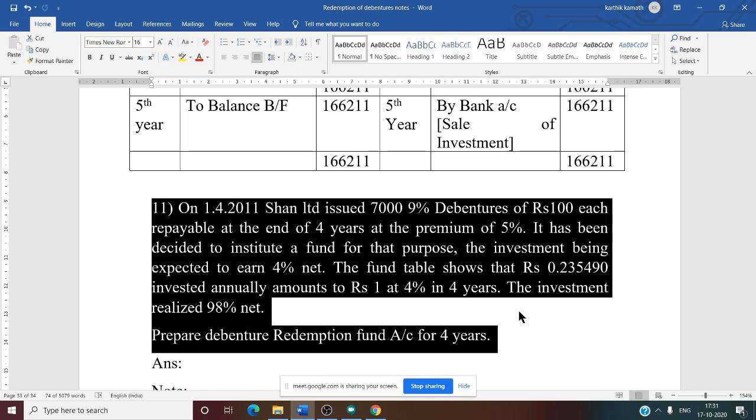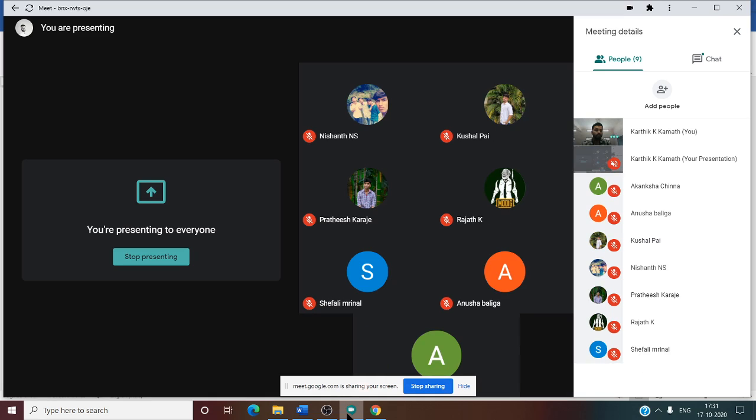Prepare the debenture redemption fund account only, for 4 years. But what is different in this? The difference is, without preparing the DRFI account, how you are going to show entries in the DRF account last year. That we are going to see in this problem. So all other things are the same. So now we are going to discuss this.